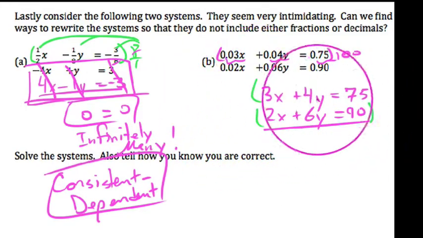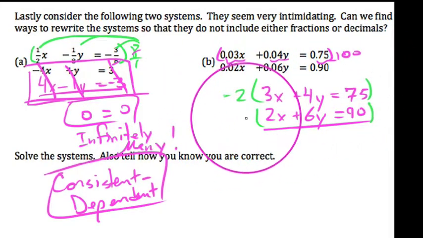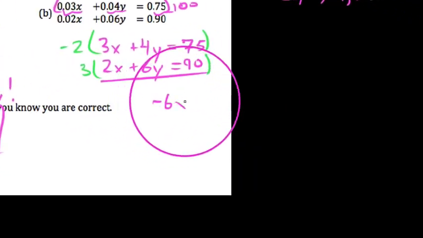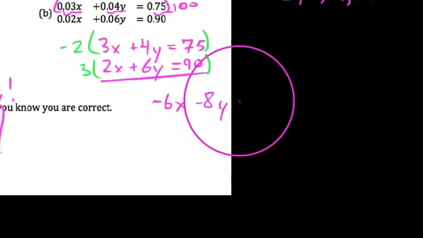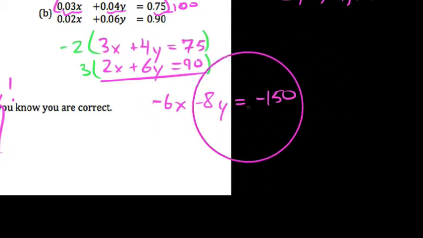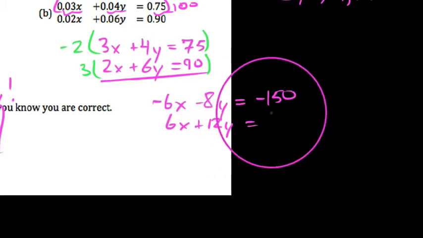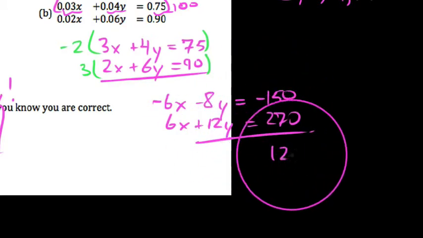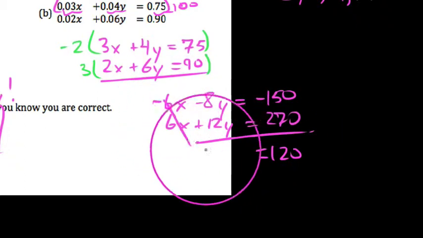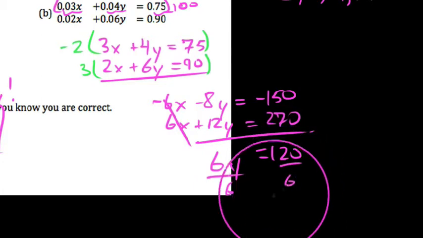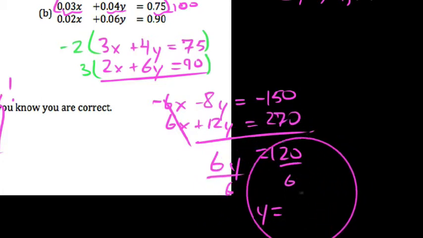I'm going to eliminate my x's. I'll take the top equation times a negative 2 and the bottom equation times a positive 3. So our new system would be negative 6x minus 8y equals negative 150, whereas the bottom equation would be 6x plus 18y equals 270. When I add these together, the x's cancel out. We get 10y equals 120, so solving for y on both sides, we get y equals 12.